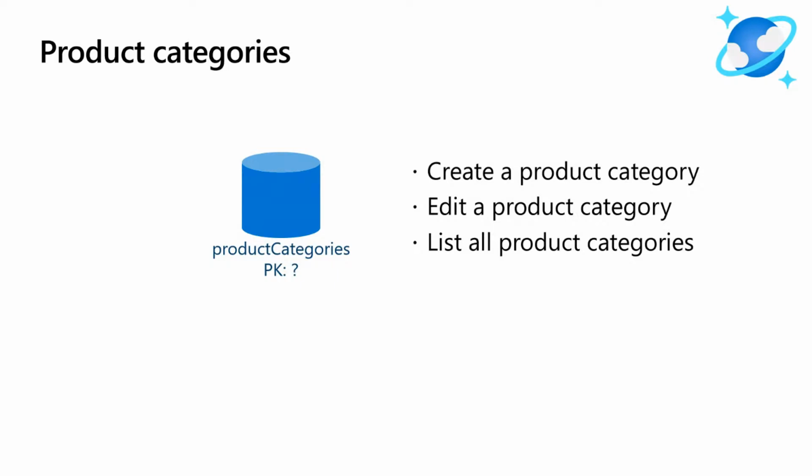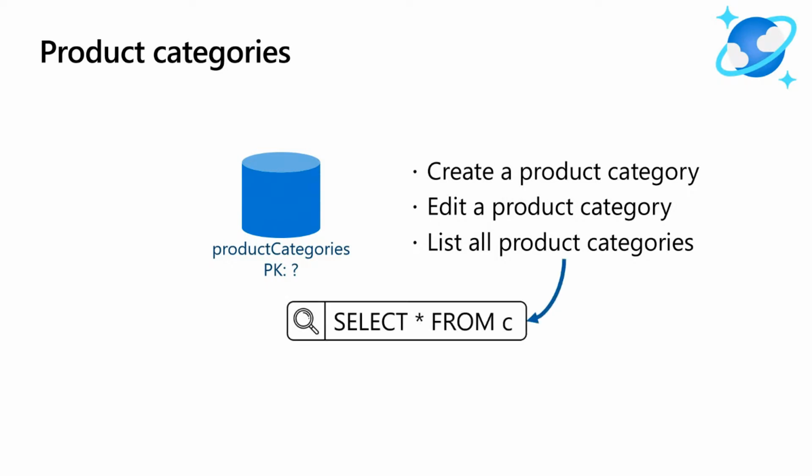So again, we need to look at the requests that we need to support in our app. So here we need to create a product category, edit a product category, and then I want to list all product categories. And again, I want to point out when you're looking at the operations you need to support, it's important to know the volume of those operations. For instance, we probably aren't creating or editing product categories very often. But just like with customer, we need to list and query product categories quite frequently within our e-commerce application. But there's a problem we've got here.